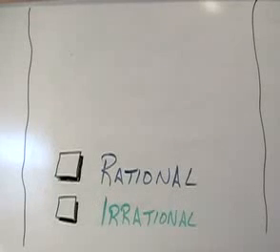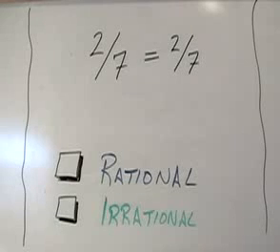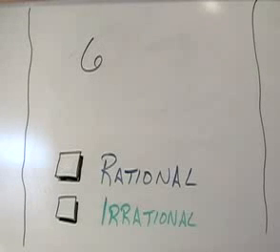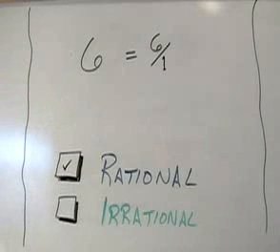Let's take a few examples and see if we can decide which group they belong in. Let's start with 2 over 7. Let's see if we can write this as a fraction. We can write 2 over 7. It already is a fraction. So this is a rational number. Any fraction is a rational number. How about whole numbers, like 6? Remember, you can write a whole number as a fraction by writing a 1 underneath it. In this case, 6 over 1. This is a fraction. This is a rational number. Any whole number is also a rational number.